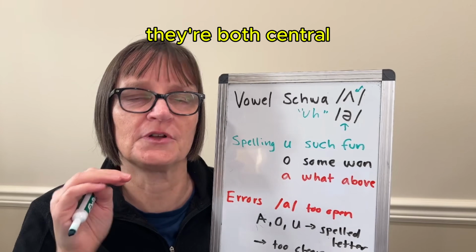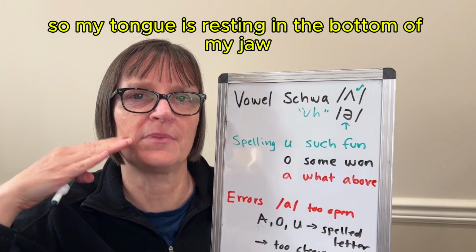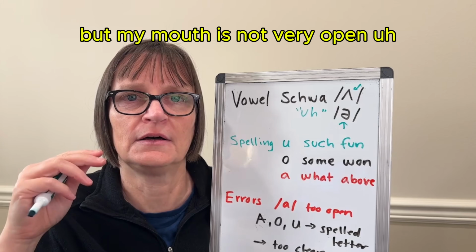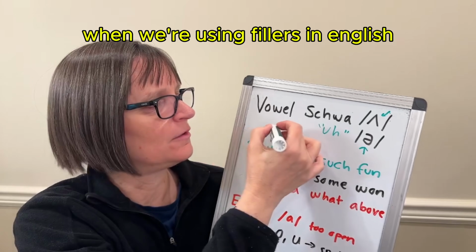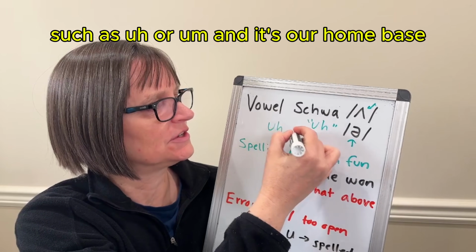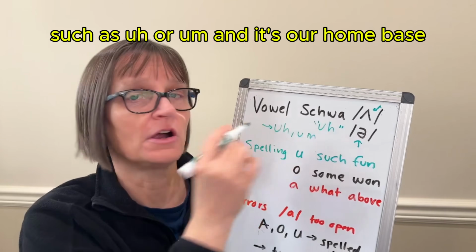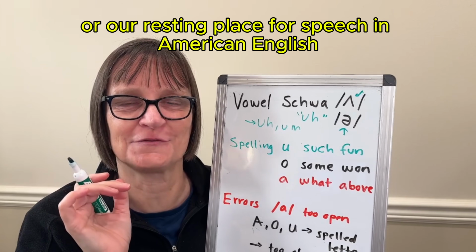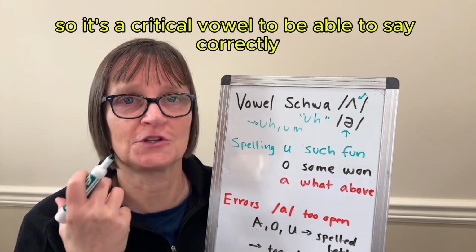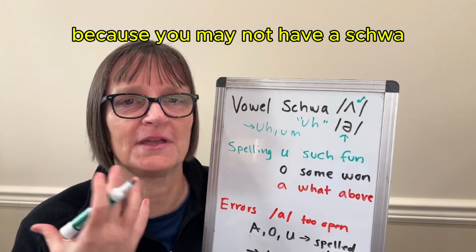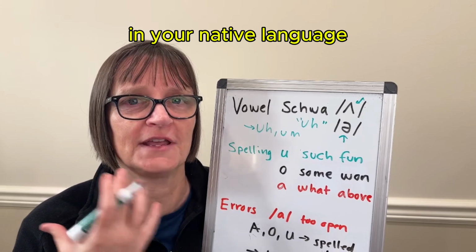They're both central. So my tongue is resting in the bottom of my jaw, but my mouth is not very open. This is the sound we make when we're using fillers in English, such as uh or um, and it's our home base or our resting place for speech in American English. So it's a critical vowel to be able to say correctly, and it's a challenging vowel because you may not have a schwa in your native language.